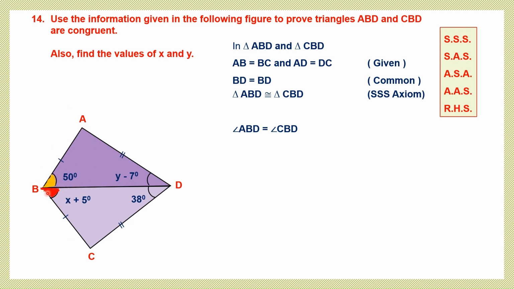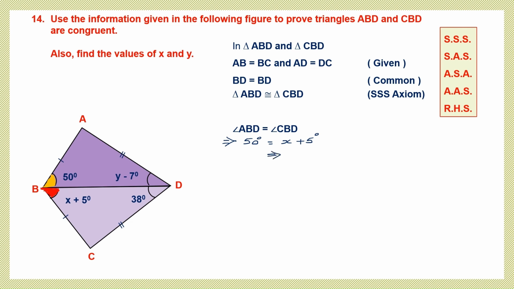Now angle ABD is 50 degrees. So let's write that here. So here we can write 50 degrees is equal to angle CBD. And how much is angle CBD? X plus 5 degrees. So now this has become an equation. So we're going to solve it like a linear equation. Why are we doing it? Because we want to find the value of x. So here x plus 5 is equal to 50.